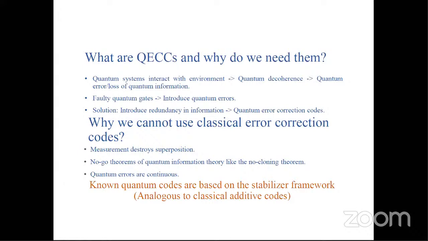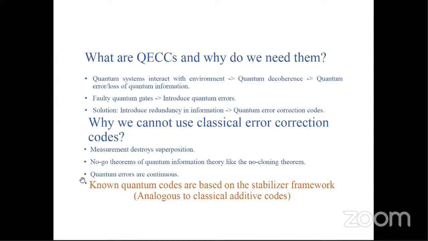But even there, we have to deal with two types of errors. One is the bit flip error, which is very similar to the classical error correction code. But there's also one more type of error called phase errors, because phases are involved here. And we have to correct both of these errors simultaneously. And that's why we can't use classical error correction codes directly.